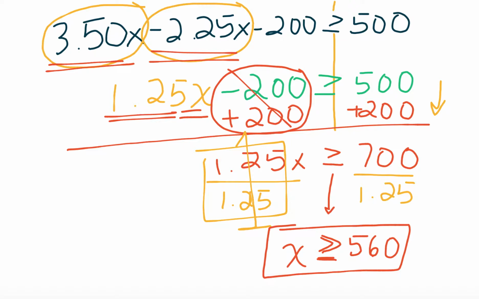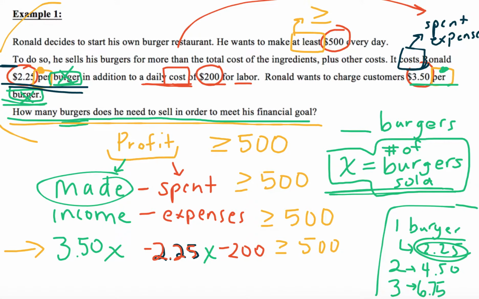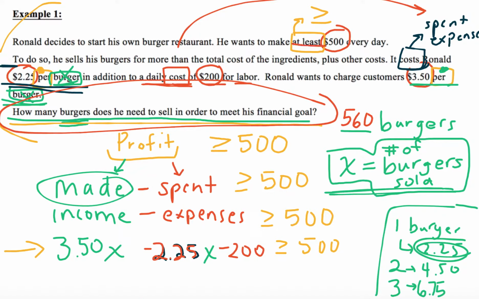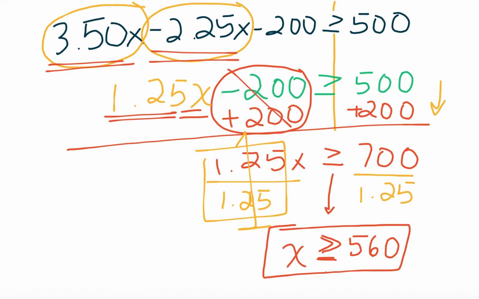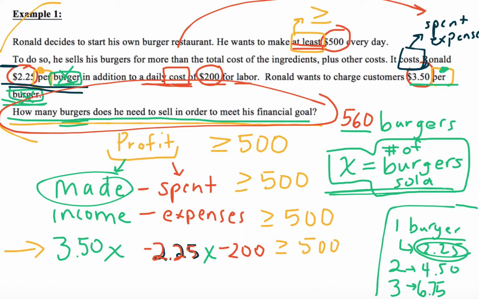But that doesn't answer Ronald's question. Let's go back to the question: how many burgers does he need to sell to meet his financial goal? It'd be easy to say 560, but remember this was at least $500 a day, and it didn't say that x equals 560. In our solution, x is greater than or equal to 560. So we can say 560 burgers or more. We could also write at least 560 burgers because these will all give us at least that $500 profit.